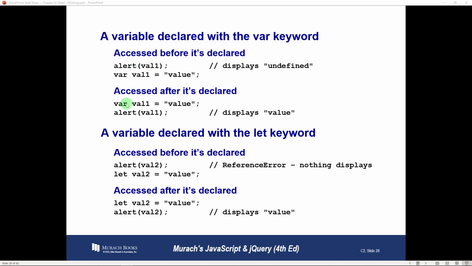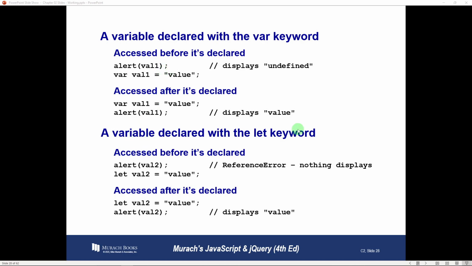So here's an example again, doing it probably the correct way using var. Var val1 equals value. So we declared it here and then we alert it and it actually displays value. And it works fine because we did it in the correct order. So using var lets us do it in the incorrect order, and it can cause some problems.